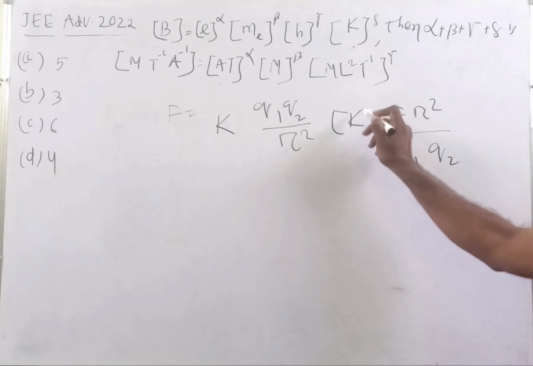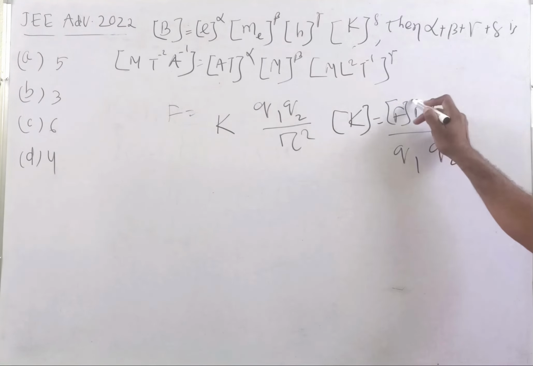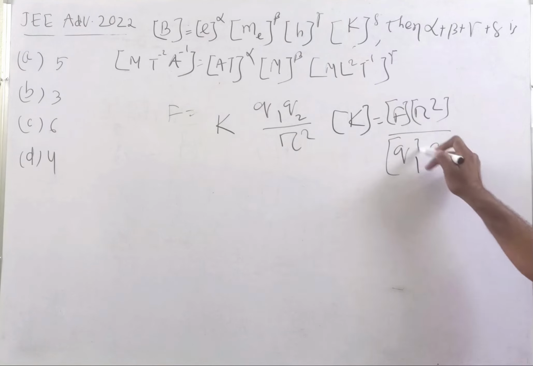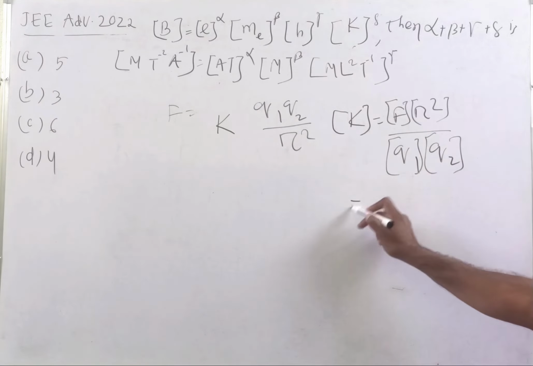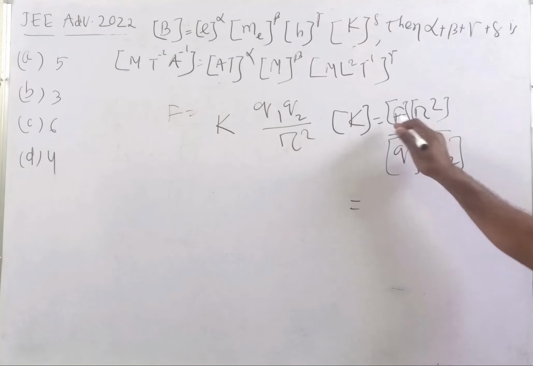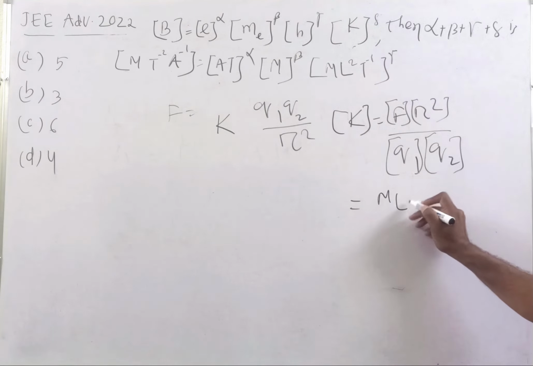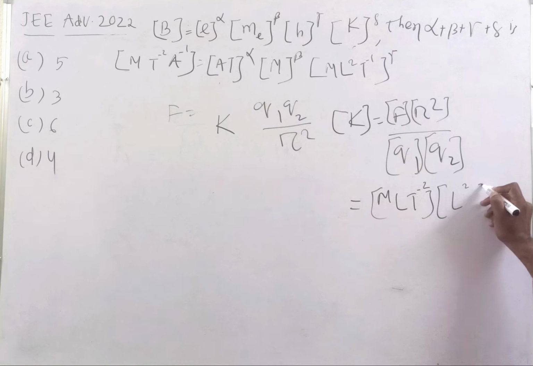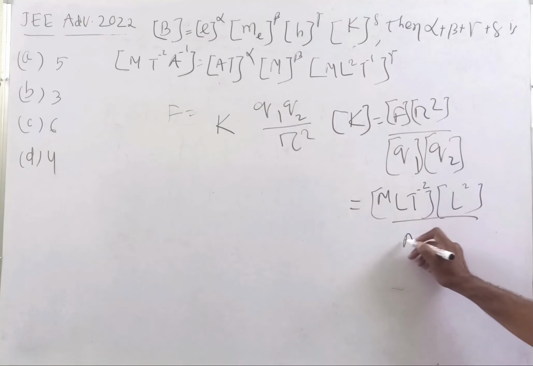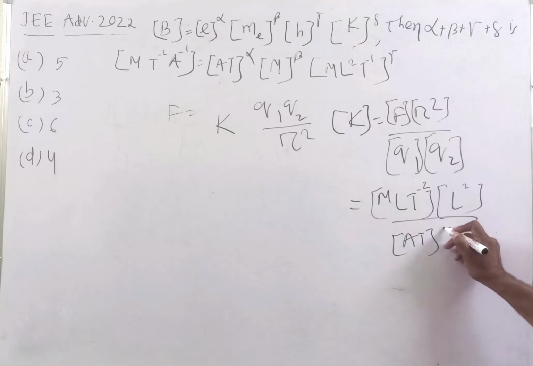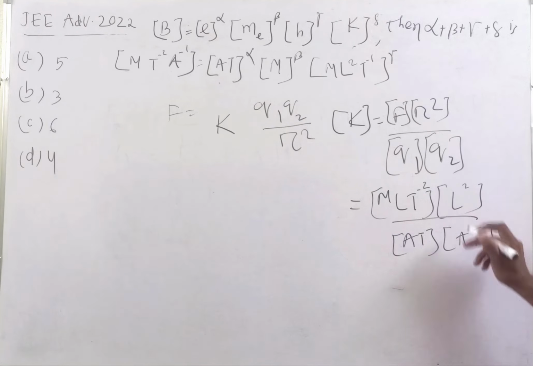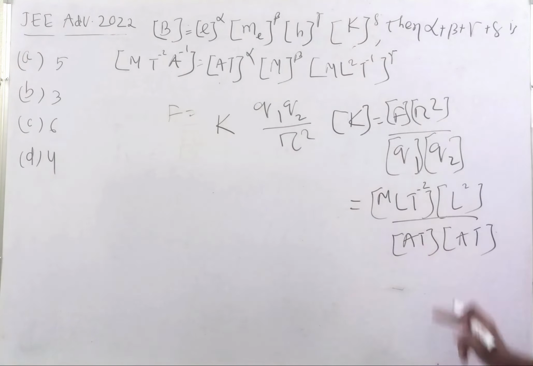And the dimensions of K will be dimensions of A into dimensions of R square upon dimensions of q1 into dimensions of q2. What is the dimensions of force? M L T to the power minus 2 multiplied by L square upon A T into A T. We have already seen the dimensions of charge is A T.